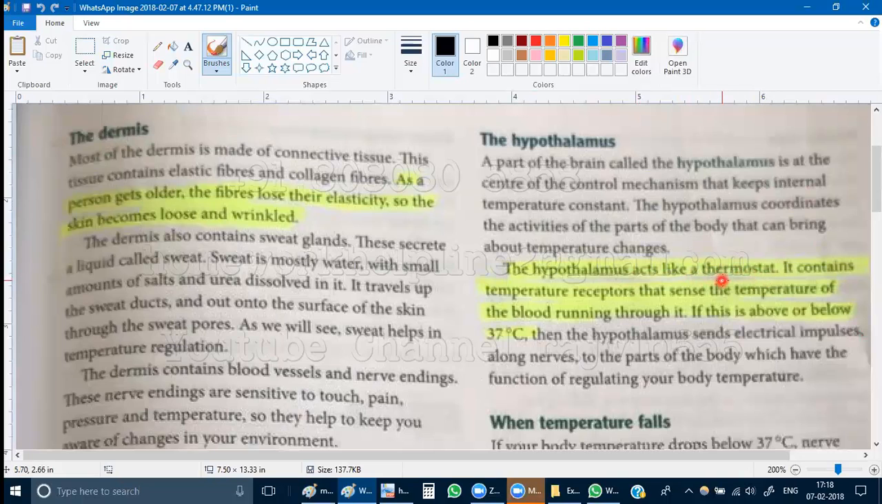Thermo means temperature, stat means maintaining constant. Static means constant. So constant temperature maintenance is done by the hypothalamus. It contains temperature receptors that sense the temperature of the blood running through it. If this is above or below 37 degrees Celsius, then the hypothalamus sends electrical impulses. The signals are sent along the nerves to the skin and to the parts of the body which have the function of regulating your body temperature.